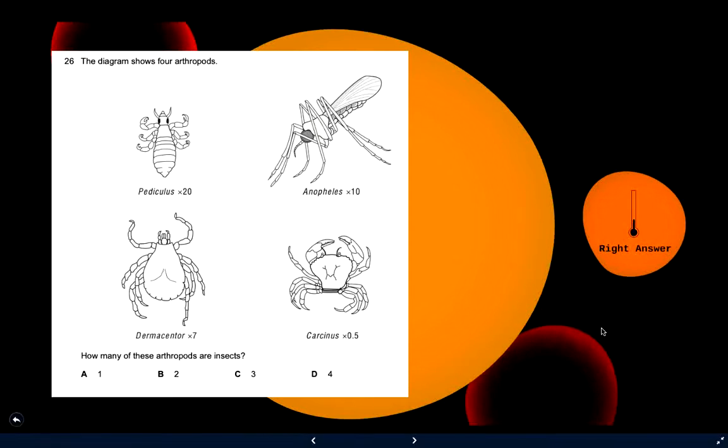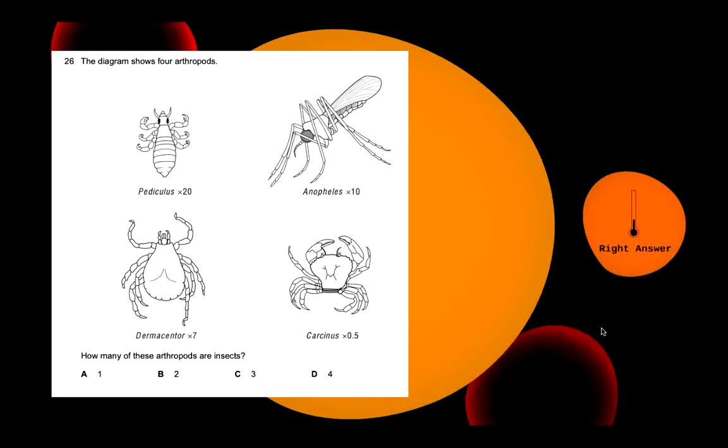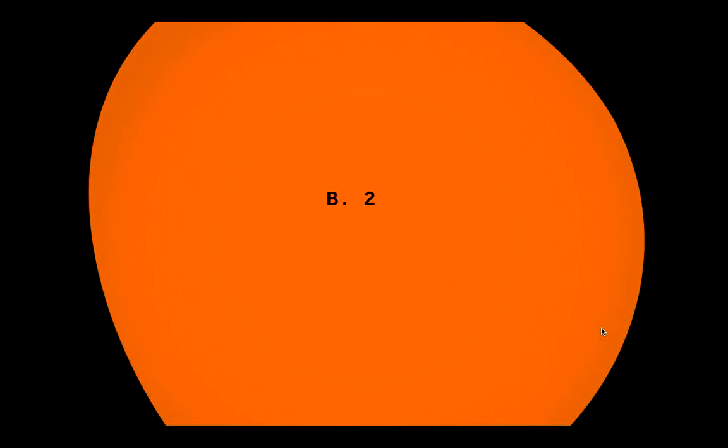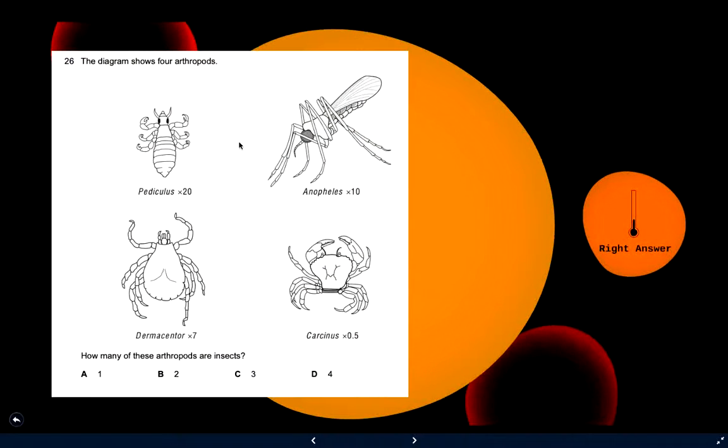Can you guess? The answer would be 2. Because in this case, this one is considered an insect and this one is also considered an insect. This one is a crustacean, and this one is a crustacean. So 1, 2, 2 insects.